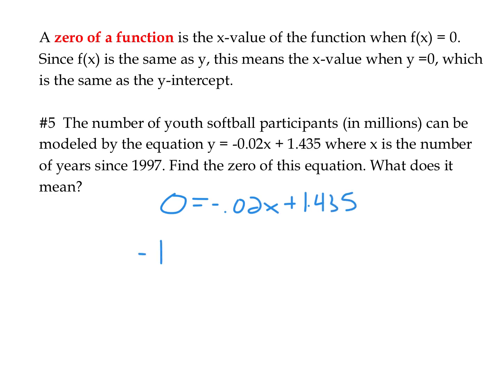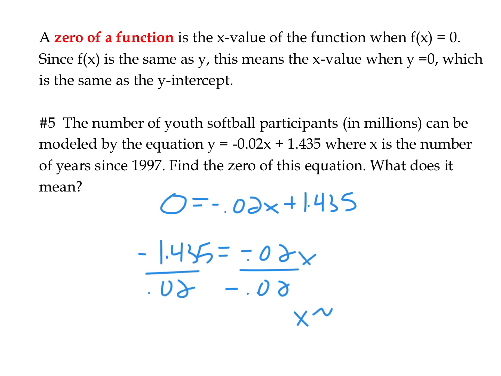So I can subtract the 1.435 on both sides, and then I can divide by negative 0.02, and we'll get that x is about 71.75, or about 72. So that means 72 years after 1997, there were 0 people participating in softball. So the zero of a function is the value you plug in for x that gives you a y value of 0. It's essentially like the y-intercept, the y value when x is 0.